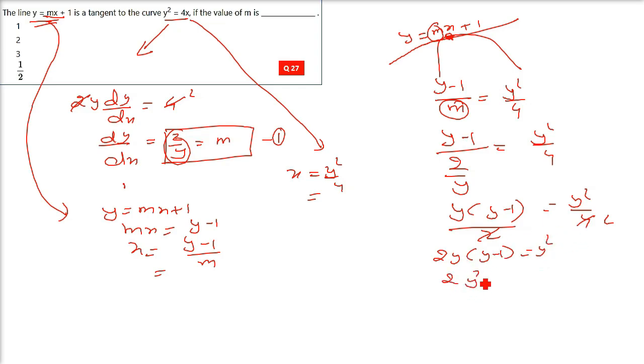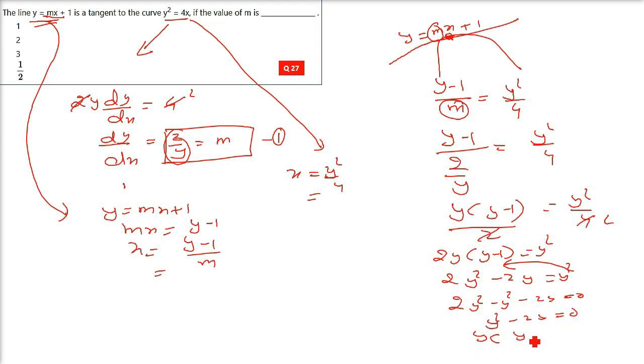You cannot cancel the variables. You have to make a proper equation and then only you have to go about it. So I'm taking this here and making a proper equation: 2y square minus y square minus 2y equals 0. Y square minus 2y equals 0.